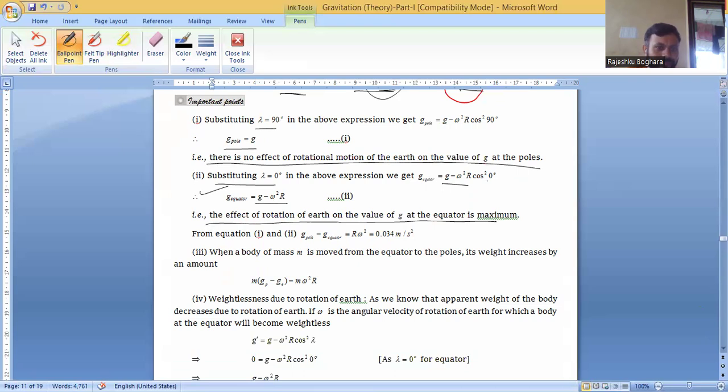When the body of mass m is moved from the equator to the pole, its weight increases by an amount Gp minus G equator, which is m omega square r.